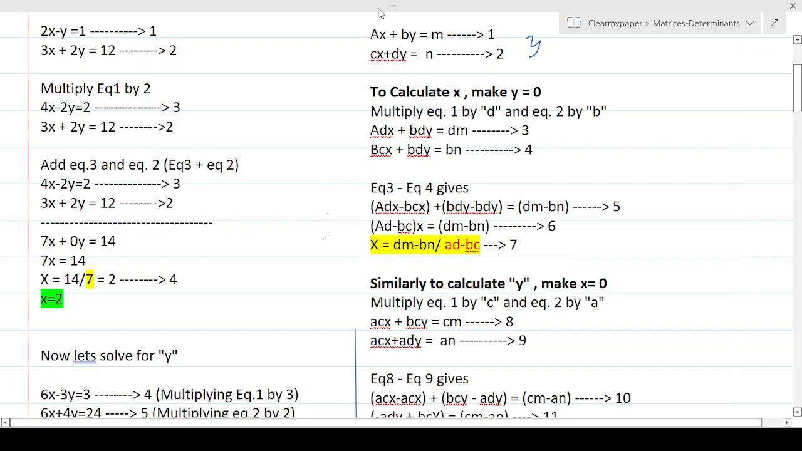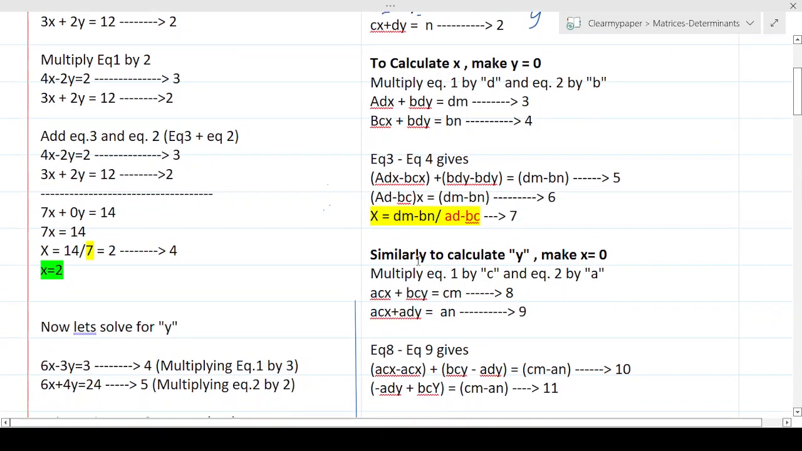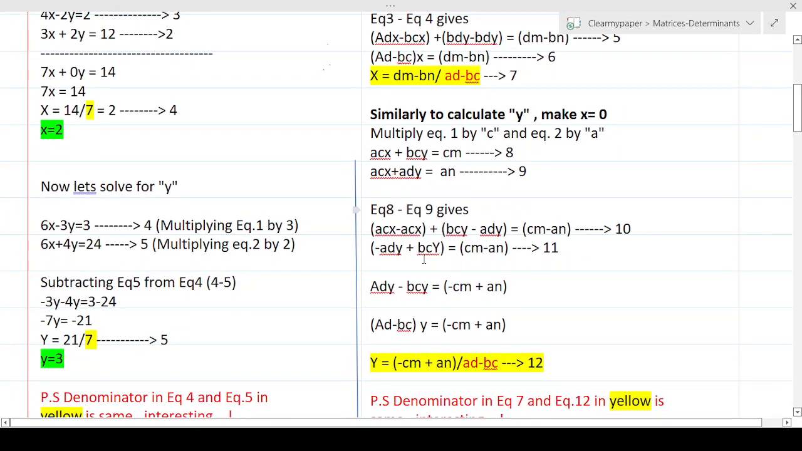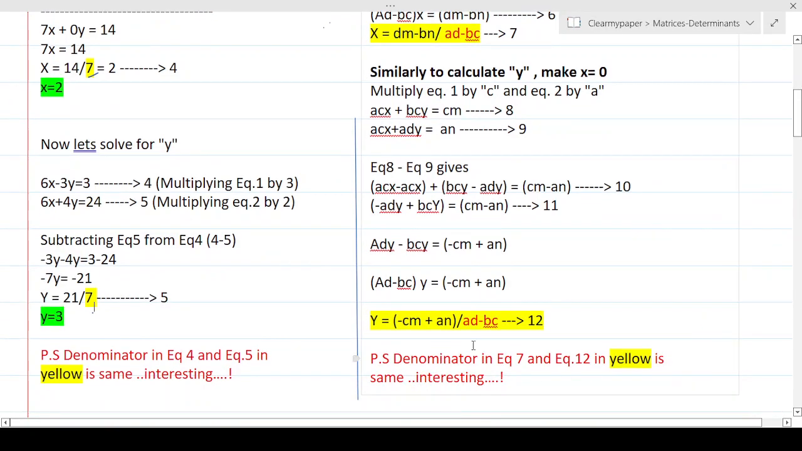In this case, we are trying to find the values of x and y. What we discovered was that both x and y have the same denominator. Over here we had 7 and 7. On the right side, it's AD minus BC. It has the same denominator, and the denominator cannot be 0 for the solution to exist, because a 0 in the denominator is not defined.